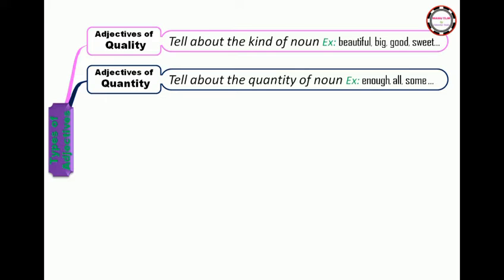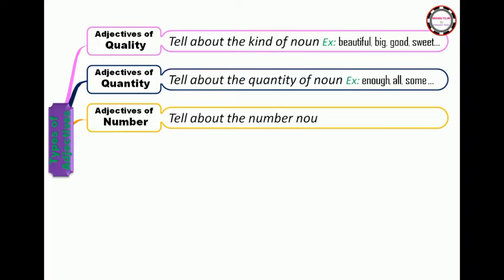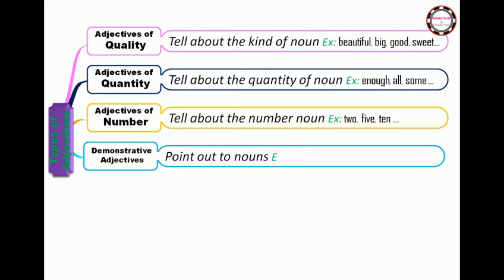Third one, adjective of number. It tells about the number of a noun. Example: 2, 5, 10, like that. Fourth one, demonstrative adjectives. They point out the nouns. This, that, like that.